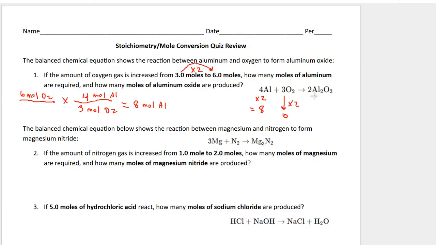Now, how many moles of aluminum oxide are we going to make? Well, we also got to multiply that by the same number, 2. And 2 times 2 is, of course, 4. All right, so this will work because it's nice, easy numbers.